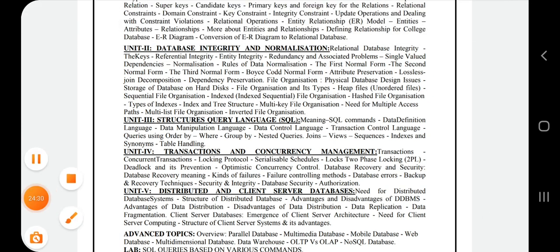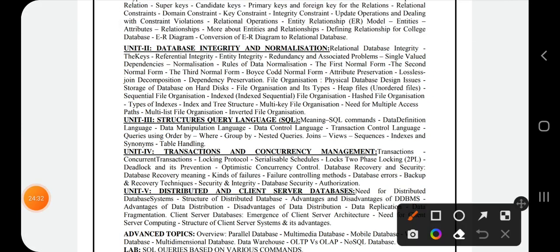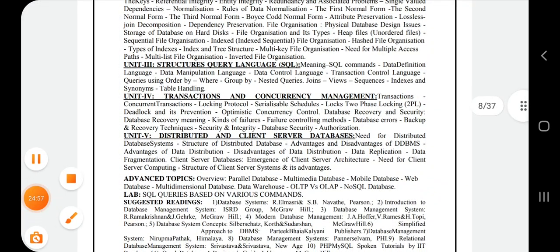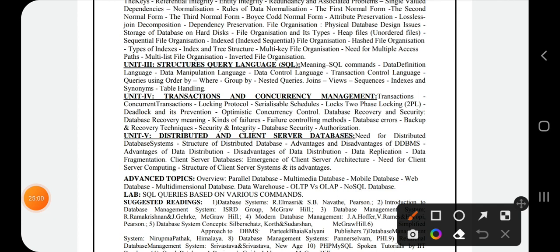Now I'll go for the next one, that is the fourth unit, which takes transaction and its properties, locking protocols and serializable schedule, and two-phase locking protocol. Deadlock prevention is also important. Then you can go for backup and recovery techniques and the kinds of failures that you can have in our database. These are important questions.